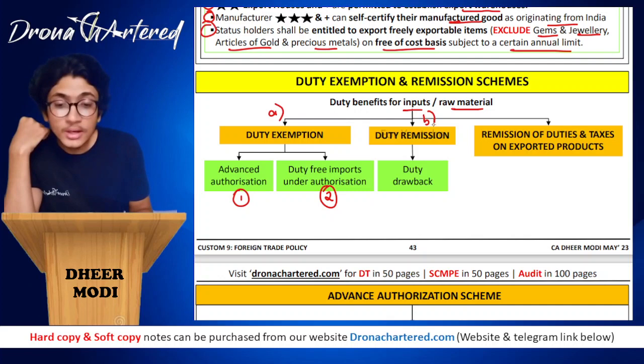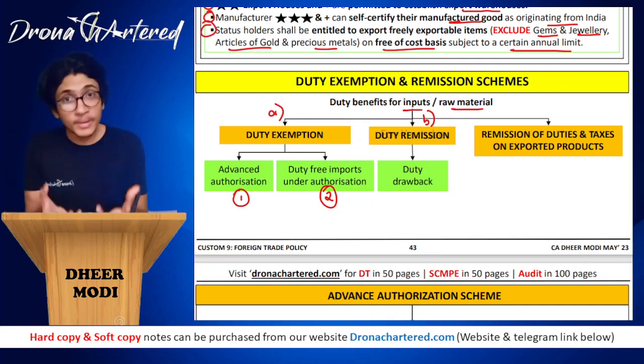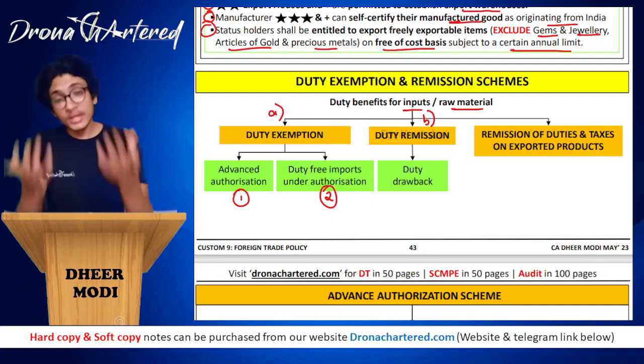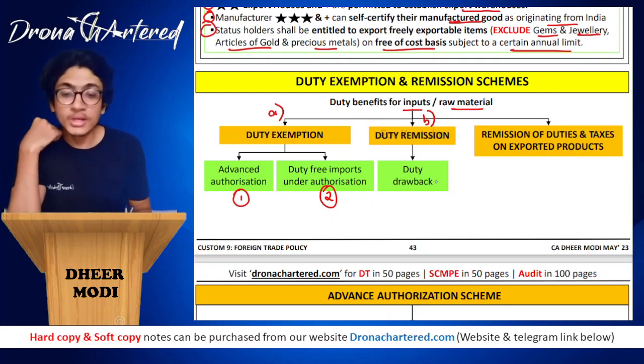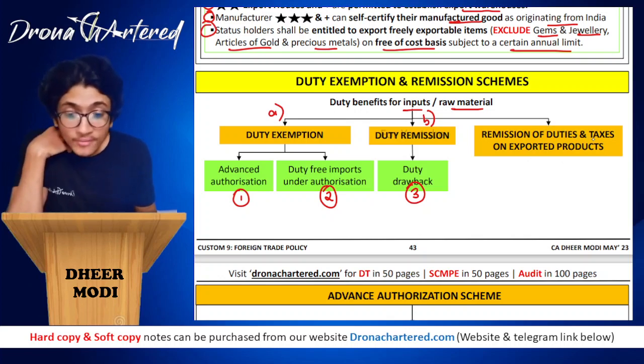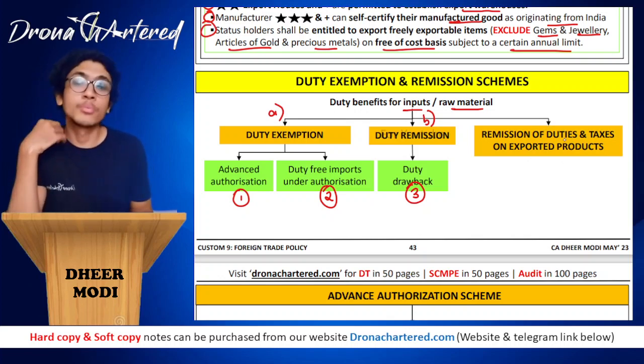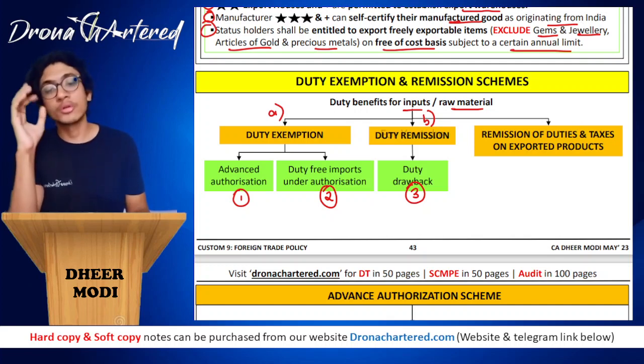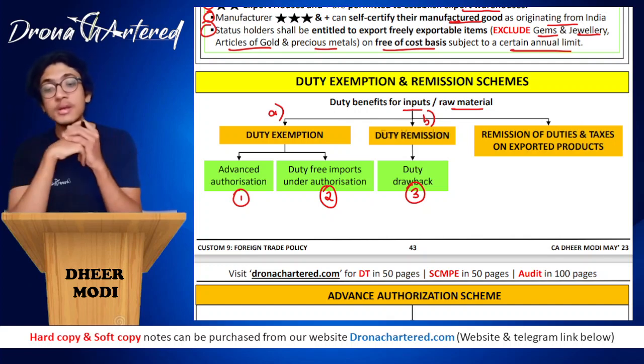Next is duty remission. Duty remission means you've already paid the duty and then when they give it back to you, they remit it back to you. Therefore, it is called your duty remission. So this is also your duty drawback. And next is remission of duties and taxes on exported products. So any duty that you had paid on exported product, that will be given back to you.